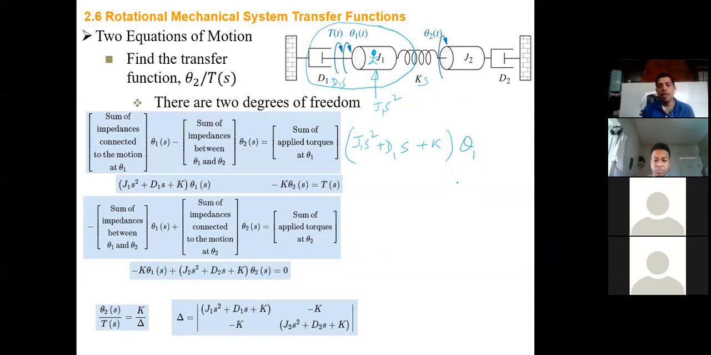Okay. Then, since we have 2 degrees of freedom here, unlike in the previous slide, what we do here is take the sum of impedances between theta 1 and theta 2. What is the sum of impedances between theta 1 and theta 2 here? These two. What is the impedance between these two?